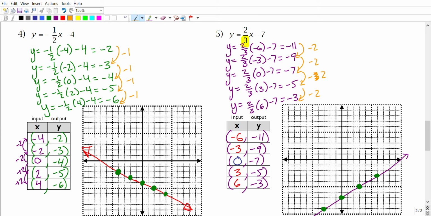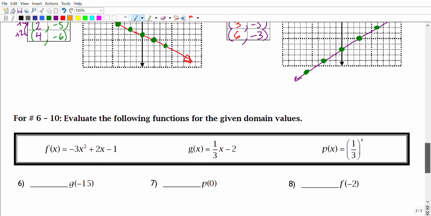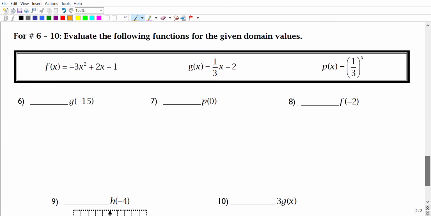Okay, so let's go ahead and, oh, I'm sorry. This is going up by 2. Okay, so let's go ahead and move to the last part of our notes. It says evaluate the following functions for the given domain values. Now this is stuff that we've done the day before, so this should be a little bit of a review for us. So let's go ahead and try this out.